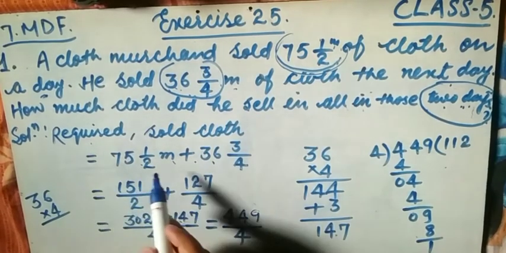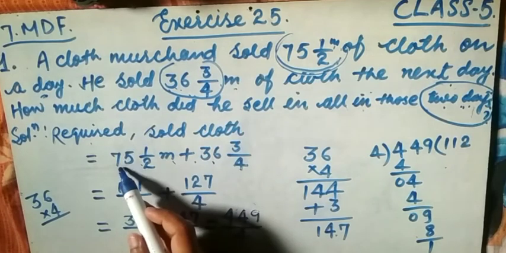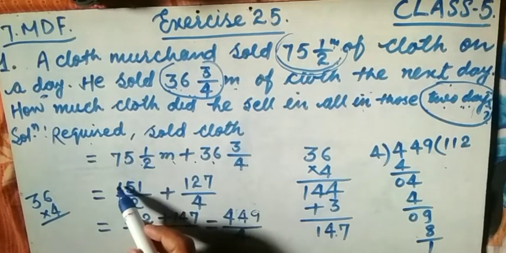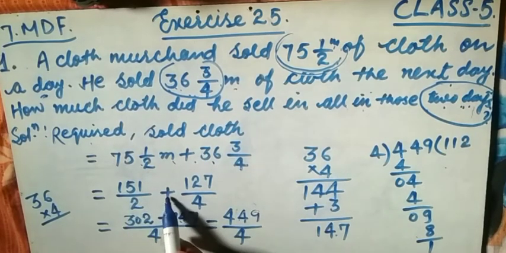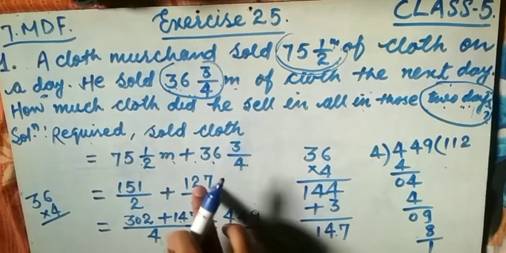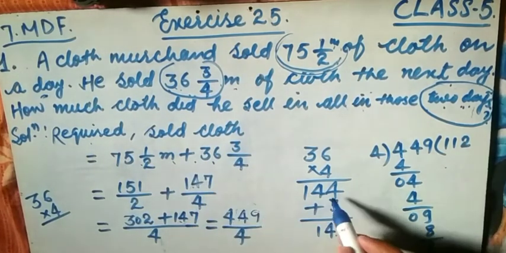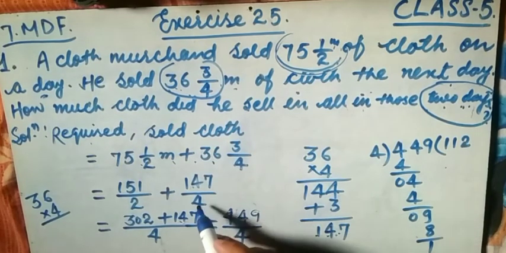Here is the mixed fraction. First of all, we have to change this mixed fraction into improper fraction. Now multiply 75 by 2 and then add 1, so this is 151 divided by 2. Plus is here. Now similarly we have to multiply 36 by 4, that is 144, then 3 is added to it, means 147 is here, divided by 4.